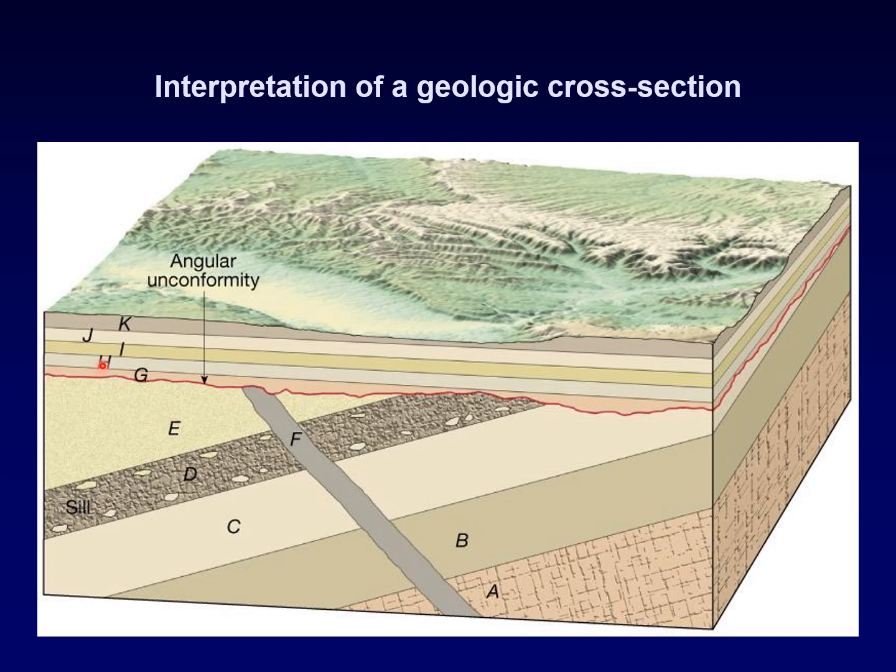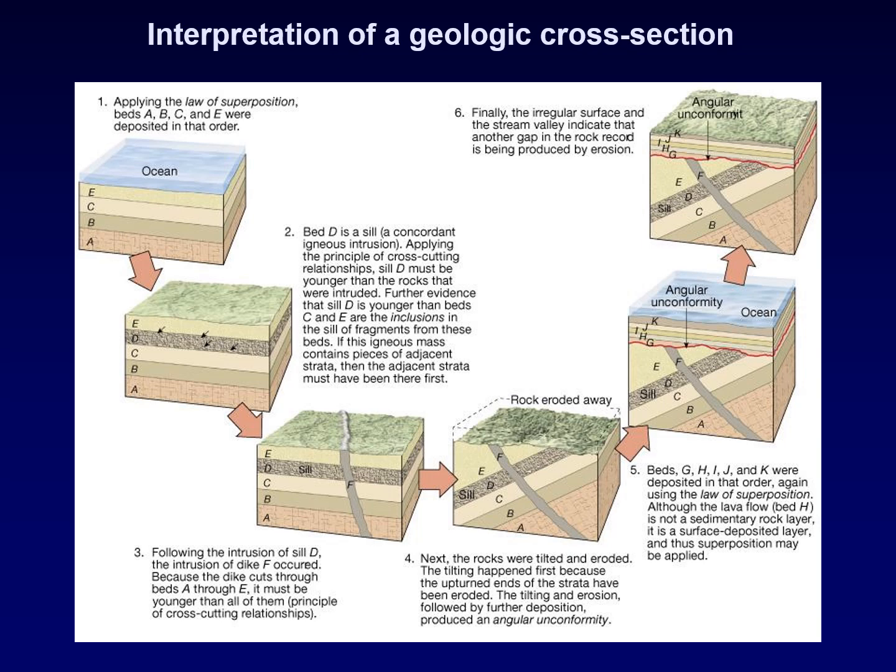And then G, H, I, J, and K were deposited over the top of all of these units horizontally. So this angular unconformity is the boundary between when this stuff was deformed, uplifted, and eroded, and when deposition resumed with G. So if you were putting this in an order, applying the law of superposition, we know that A, B, C, and E were deposited in that order, right?